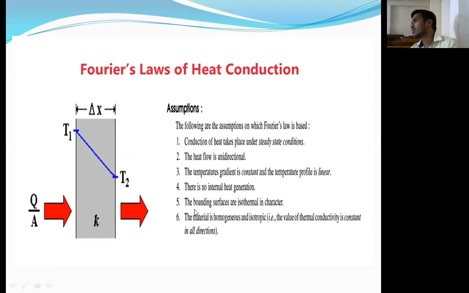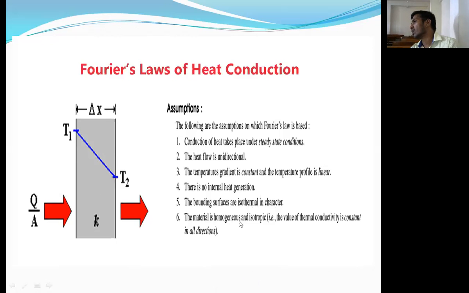Okay, then the bounding surfaces are isothermal in character. Okay, suppose this is one plate, we are attaching another plate to this plate. So whatever the interface between these two plates is, whatever the temperature in between the two plates is, we have to consider that isothermal, means constant temperature. Okay, so this is another assumption.